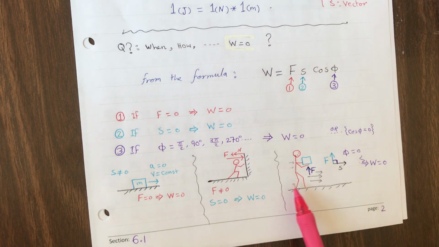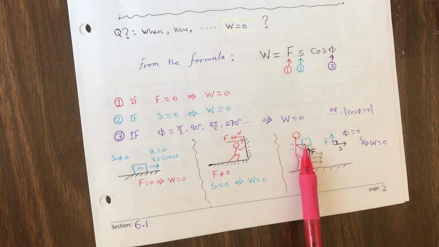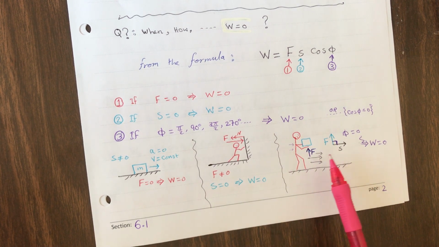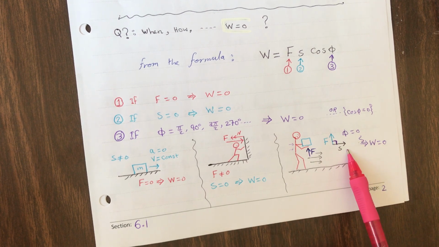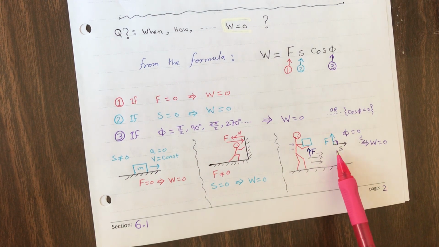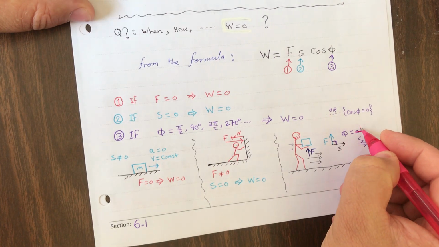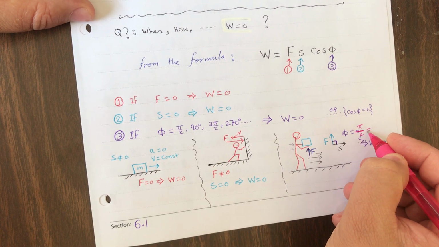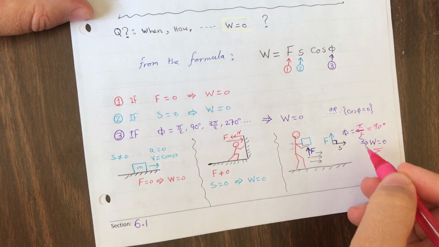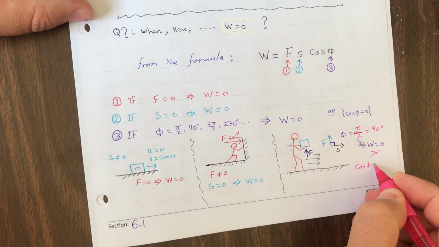Also, in this case, we have a force upward to lift an object or a box, and the motion in the positive x direction. So the force is perpendicular to that displacement. Phi is equal to pi over 2, which is equal to 90 degrees. Then the work is equal to 0. This is the third case. Here, cosine phi equal to 0. Why?